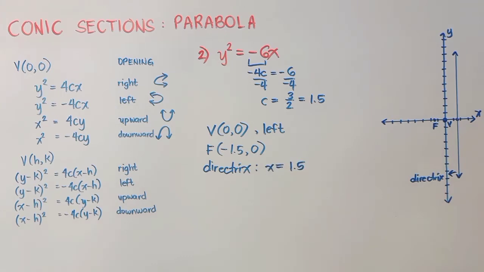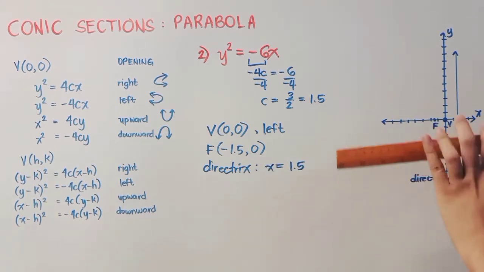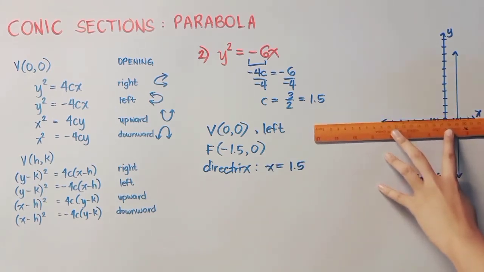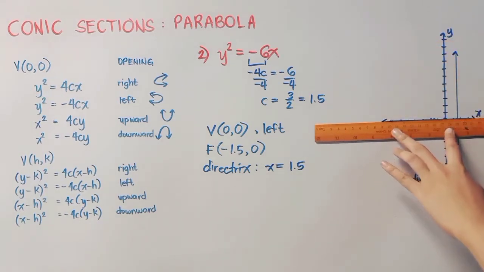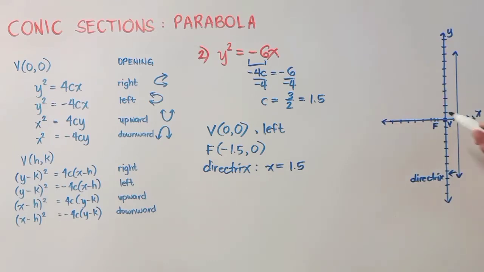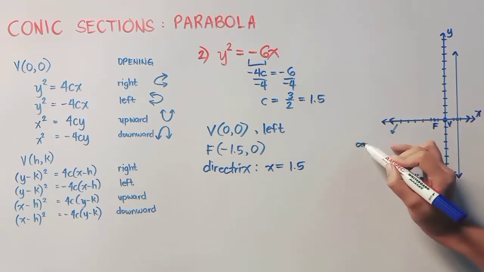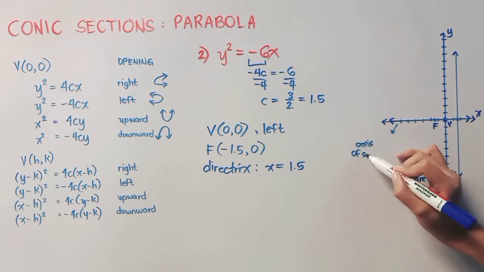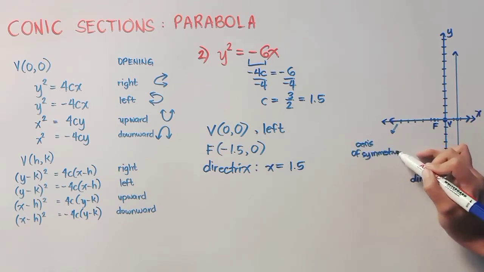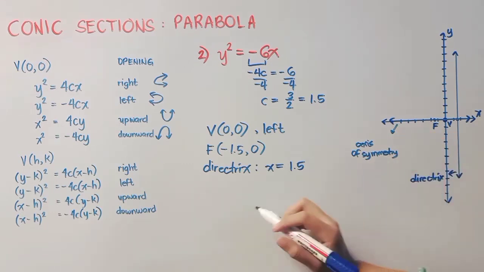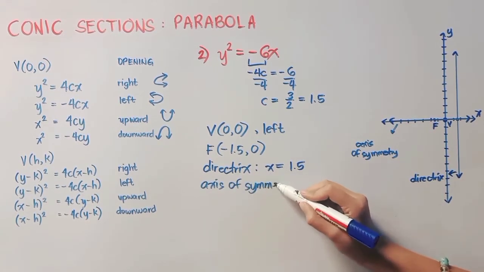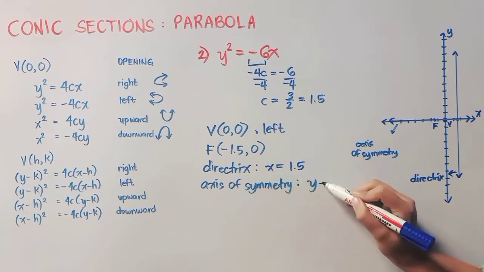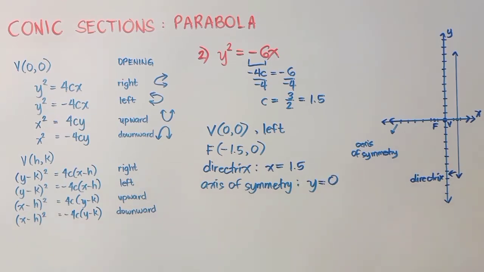Next is our axis of symmetry. Remember that our axis should contain the focus and the vertex, and it should be perpendicular to the directrix. So this line is our axis of symmetry. This line here hits 0 in the y-axis. Therefore, our equation for this line is y is equal to 0.